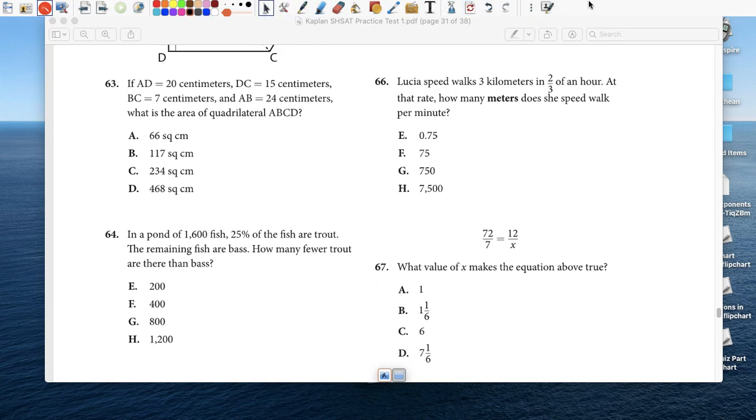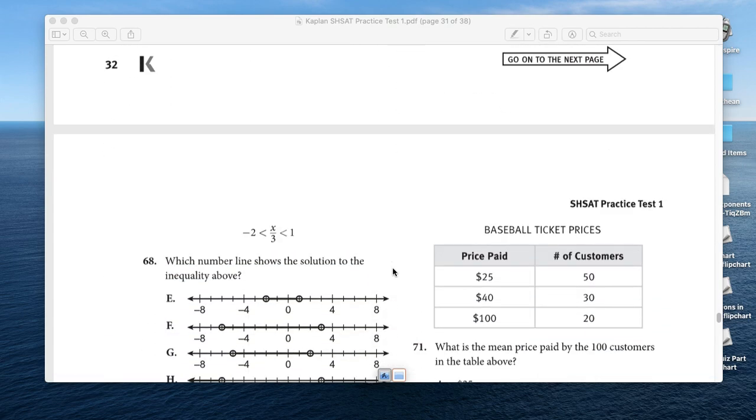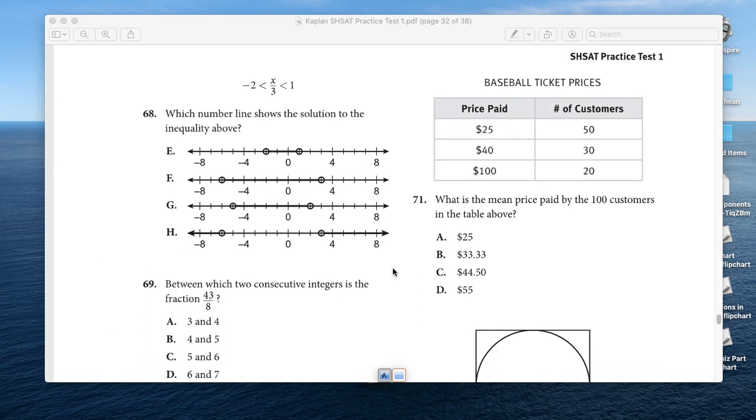66. Let's see. I think it's 68 next on the page, the sheet. 68. Which number line shows a solution to the inequality above?